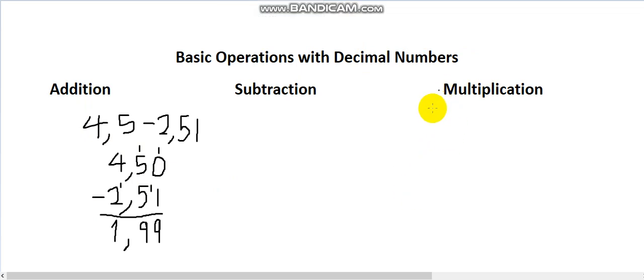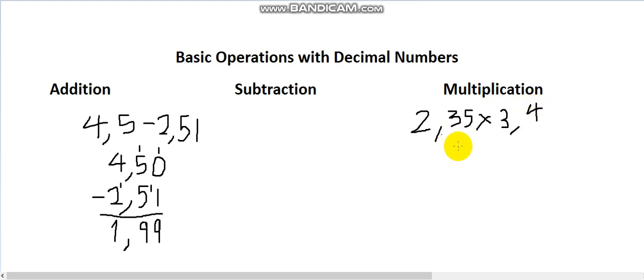Multiplication is kind of different. It has its own rule. So what happens here is I don't care whether the decimal points are beneath one another. So let's say I have 2.3. Actually, let's make that 2.35 times 3.4.